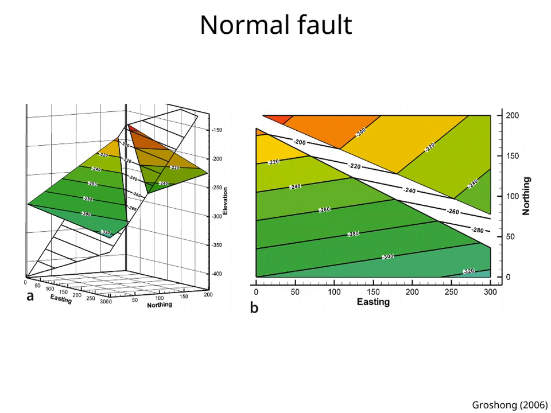Red is high and green is low. More negative elevation values mean deeper areas. The horizon intersects the fault from the hanging wall block and from the footwall block. The lines of intersection of the horizon with the fault are called the hanging wall cutoff and the footwall cutoff.